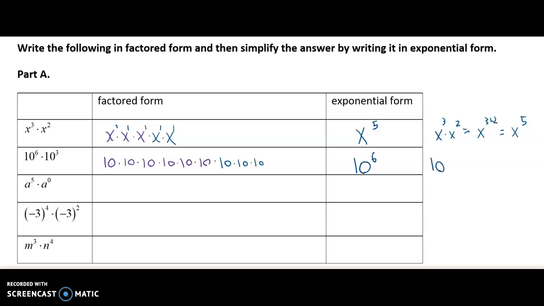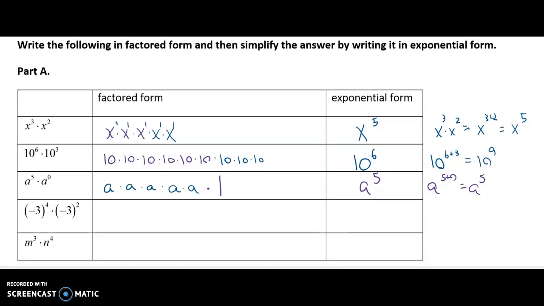Note, 10 to the 6 times 10 to the third is 10 to the 6 plus 3, or 10 to the 9th. For a to the 5th times a to the 0, we have a times a times a times a times a for a to the 5th. For a to the 0, that's just times 1. So a to the 5th times a to the 0 is 1, 2, 3, 4, 5 factors of a times 1, or just a to the 5th. Note, a to the 5 plus 0 equals a to the 5th.